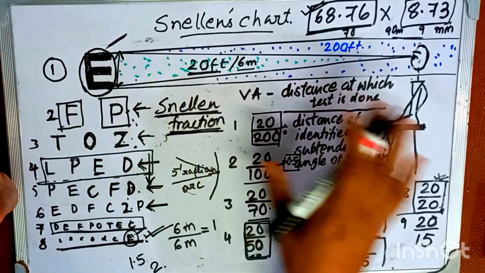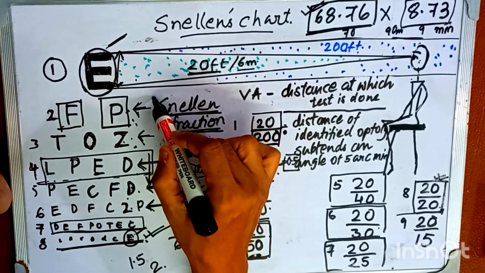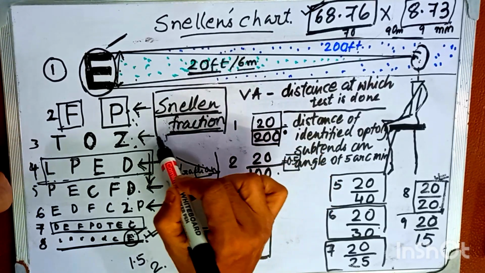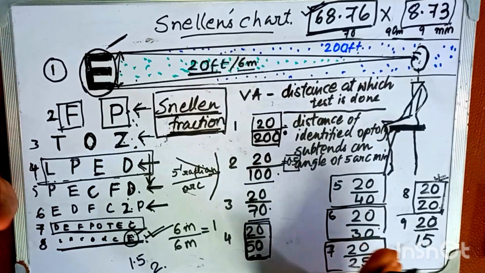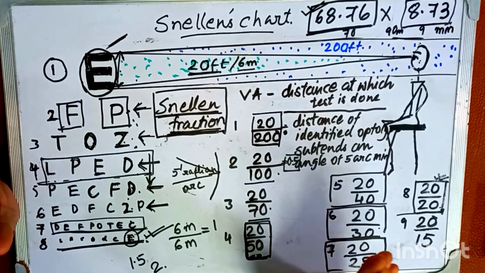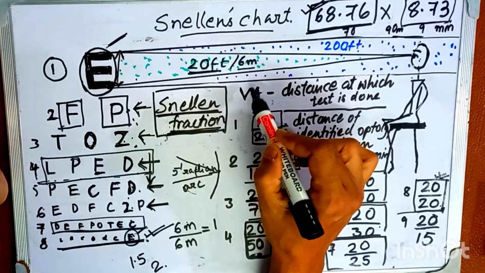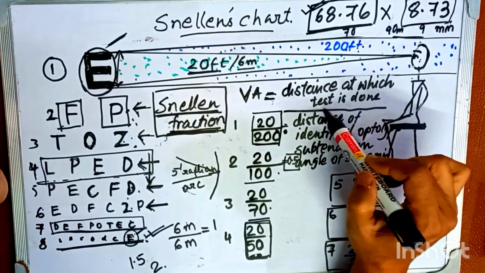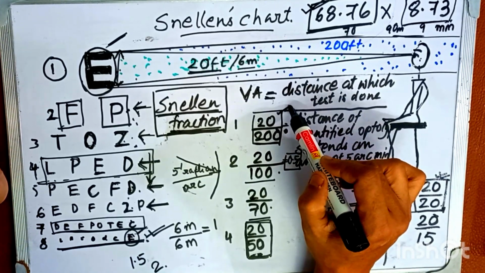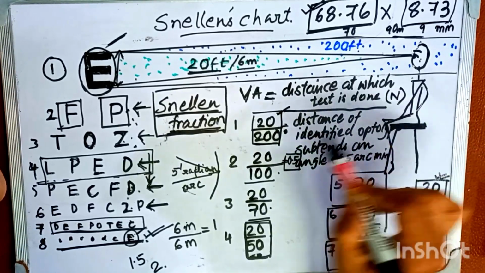And by this Snellen's chart, we actually calculate a fraction called Snellen's fraction and tell whether an eye has a diminished vision. Is there any reduction in the vision? Is there any reduction in the visual acuity? And we do it by this formula. Visual acuity is given by the distance at which the test is done, that is 20 feet. The distance at which the test is done is the numerator, so it is 20 feet.